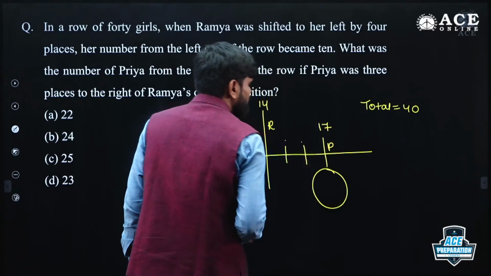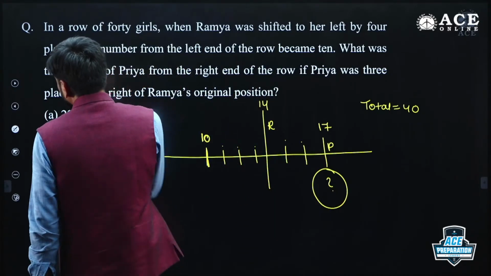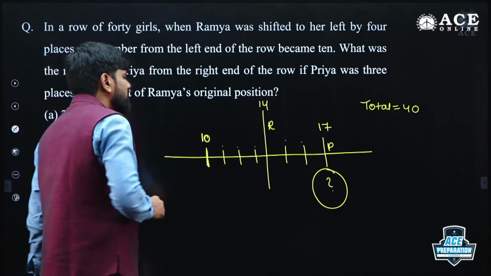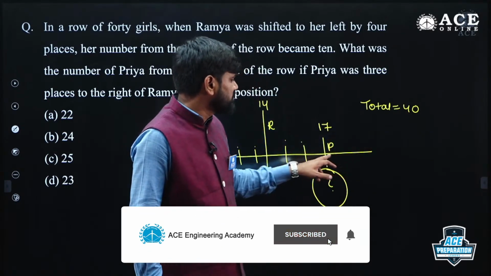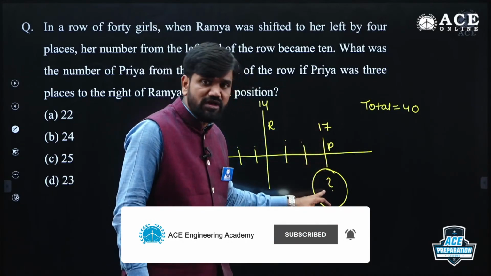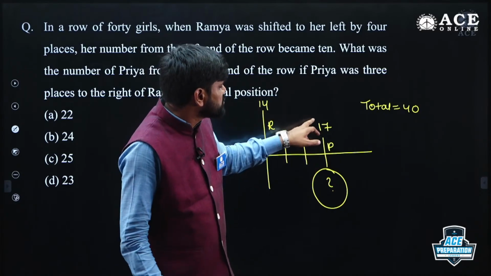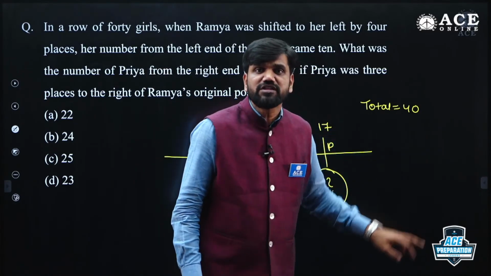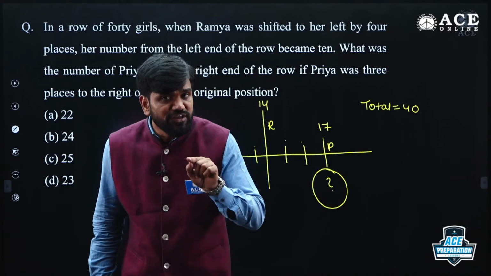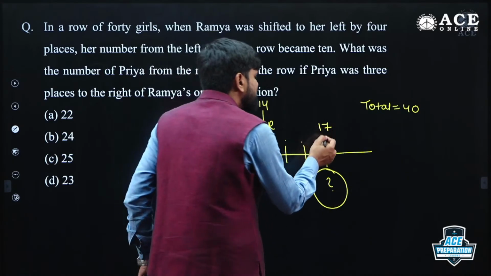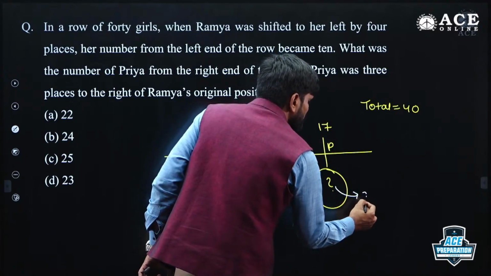We need the position of Priya from the right end of the row. As we know the total, the position of Priya from both the ends should add up to 1 more than the total. As we already have the total as 40, the position from right as well as left should add up to 1 more than 40. That means together they should add up to 41. For that, 17 plus something should give me 41. For that, this question mark should be how much?